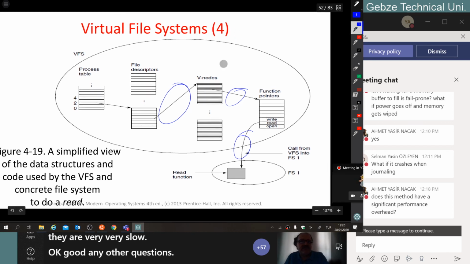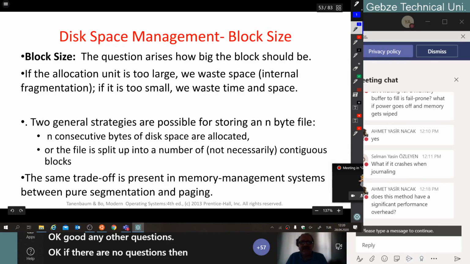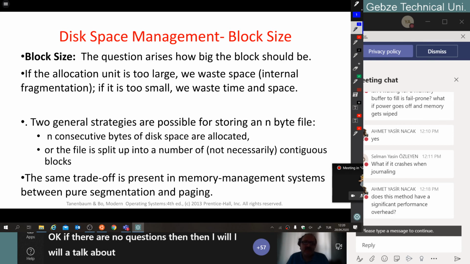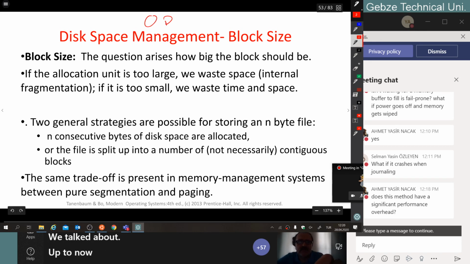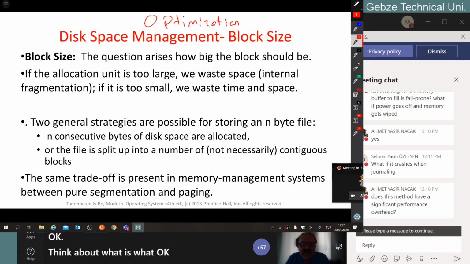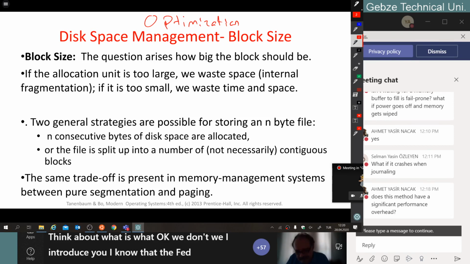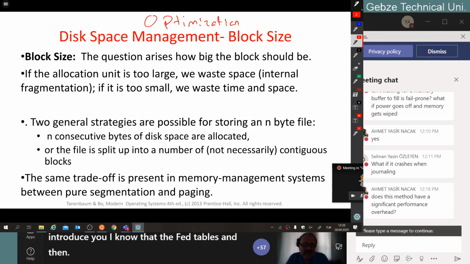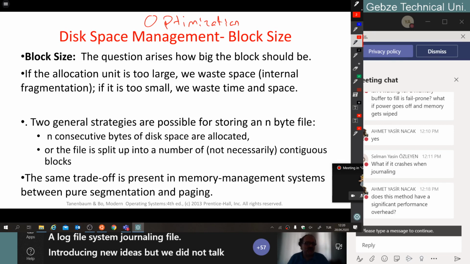Okay, if there are no questions, then I will talk about file system optimization. Up to now we talked about what is what. I introduced you to inodes and FAT tables and log file systems, journaling file systems, etc. I just introduced you to new ideas. But we did not talk about optimization, how things could be faster.